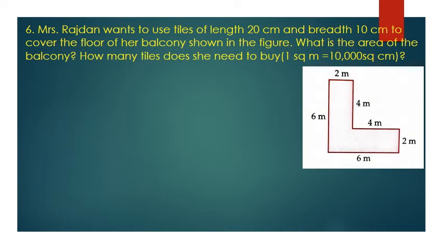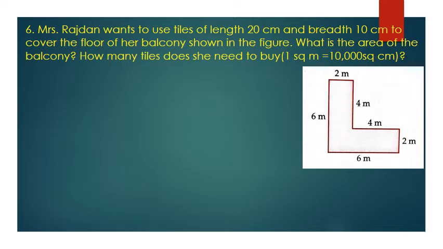Now let's come to question number 6 of this exercise. The question is, Mrs. Razdan wants to use tiles of length 20 centimeter and breadth 10 centimeter to cover the floor of a balcony shown in the figure. What is the area of the balcony? How many tiles does she need to buy? And in the bracket it is given 1 square meter is equal to 10,000 square centimeter.